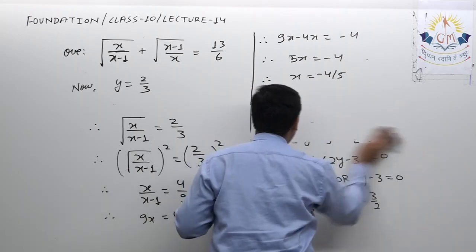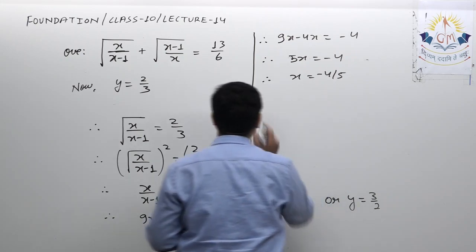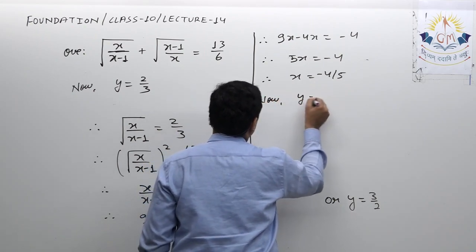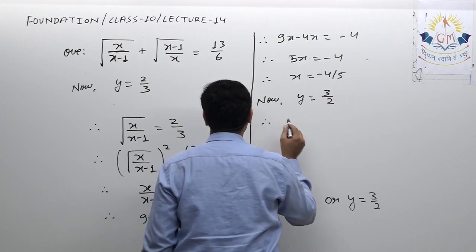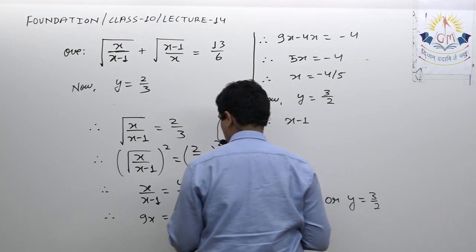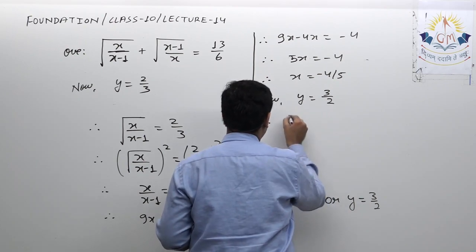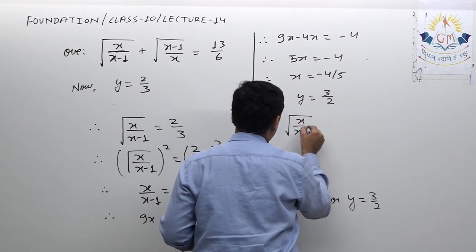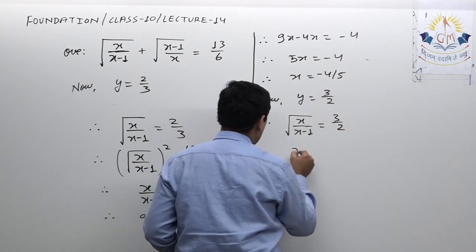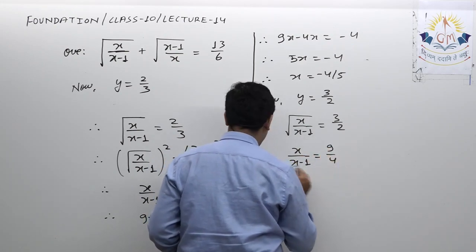So now we'll put the second value of y, and then we'll check for both the values. So next is y equal to 3 by 2. Therefore root of x upon x minus 1 is equal to 3 by 2. Therefore x upon x minus 1 is equal to 9 by 4.